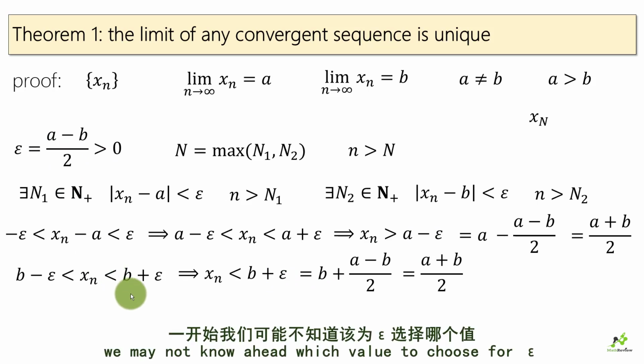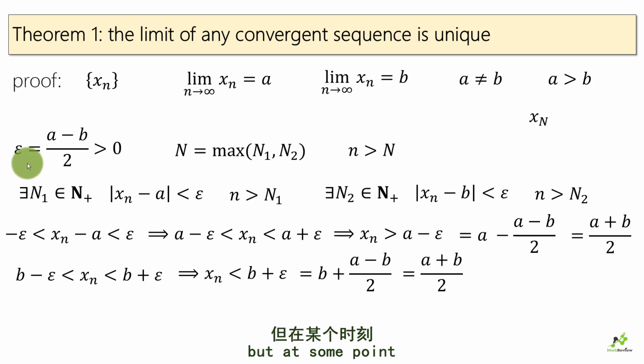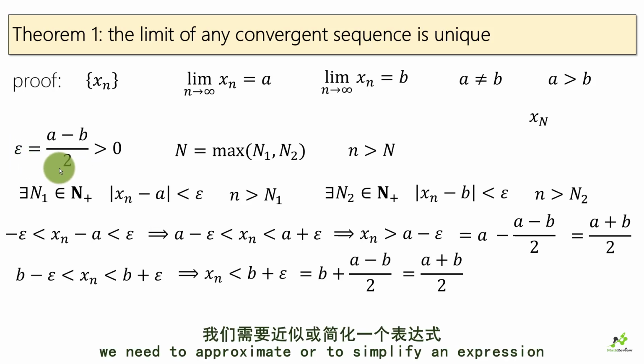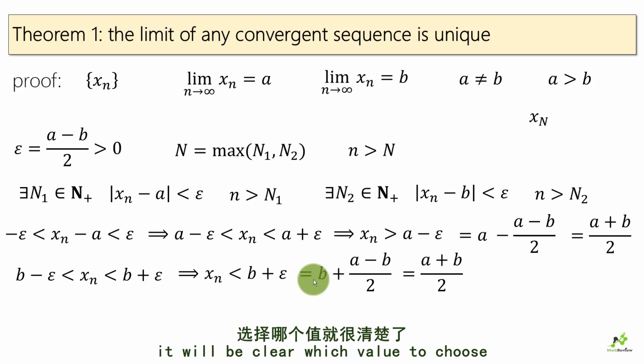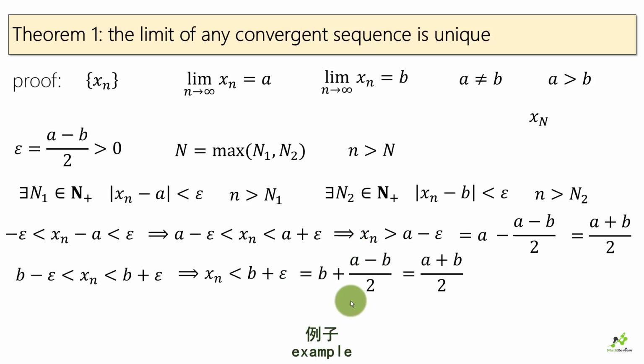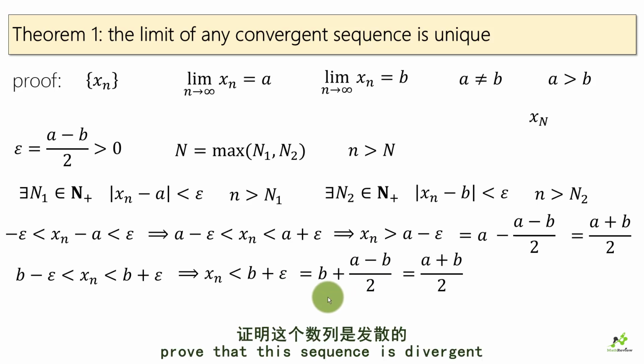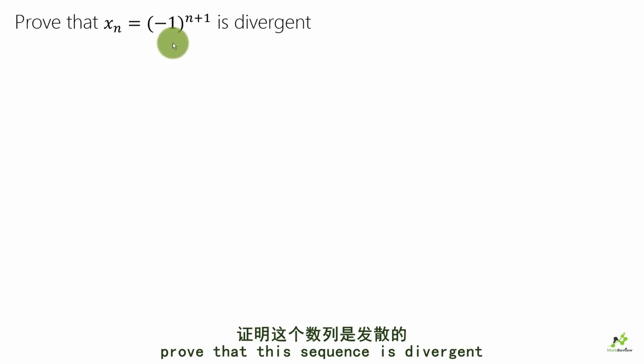We may not know ahead which value to choose for epsilon, but at some point, we need to approximate or to simplify an expression. At that moment, it will be clear which value to choose. For example, prove that this sequence is divergent.